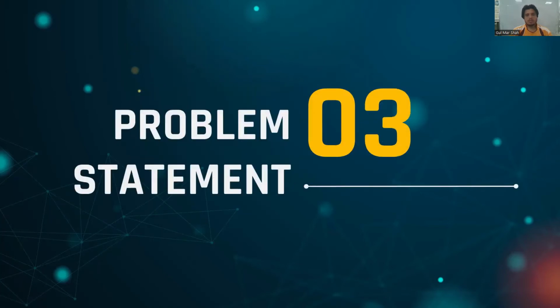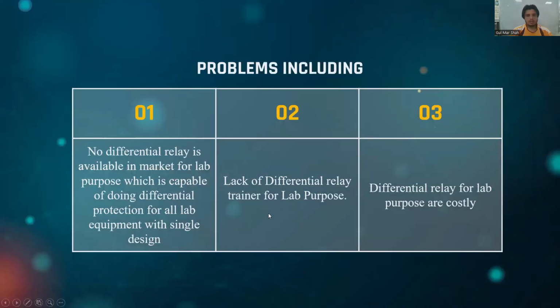The problem statement. Number one, no differential relay is available in the market for lab purpose which is capable of doing differential protection of all lab equipment. The second, lack of a differential relay trainer for lab purpose. The third, differential relays for lab purpose are very costly. That's why these were the problem statement.